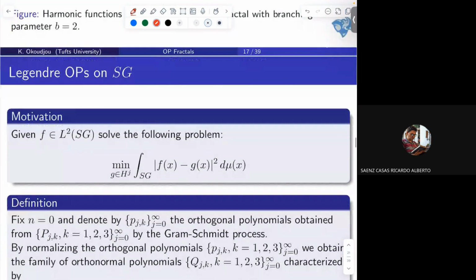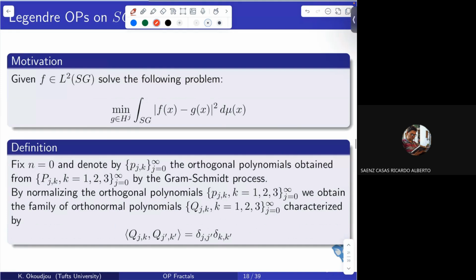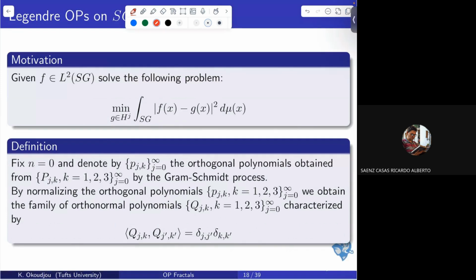I think I'm getting close to what time should I stop? Because then I can speed up or. You still got 17 minutes. 17 minutes, great, okay.